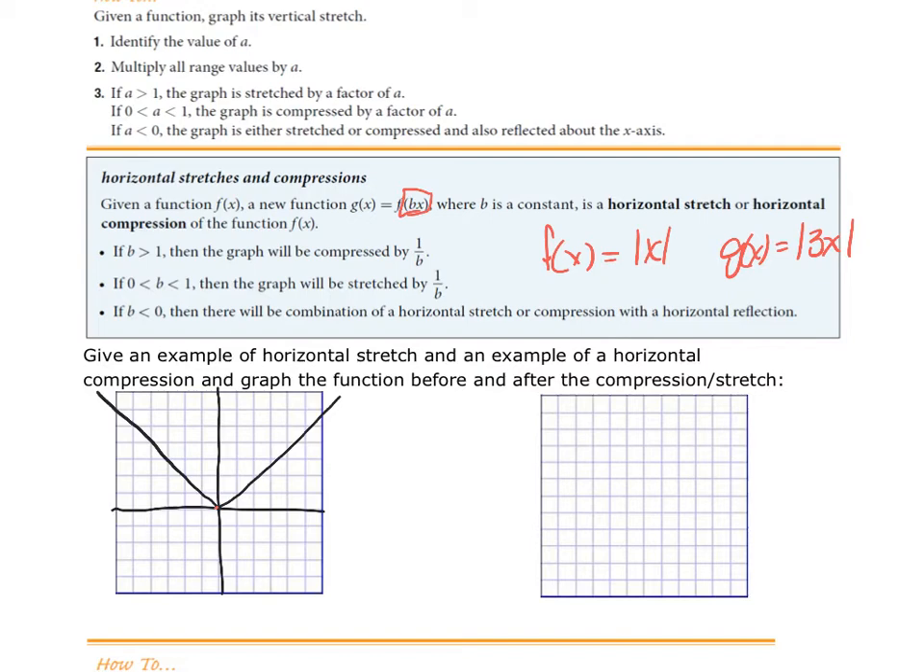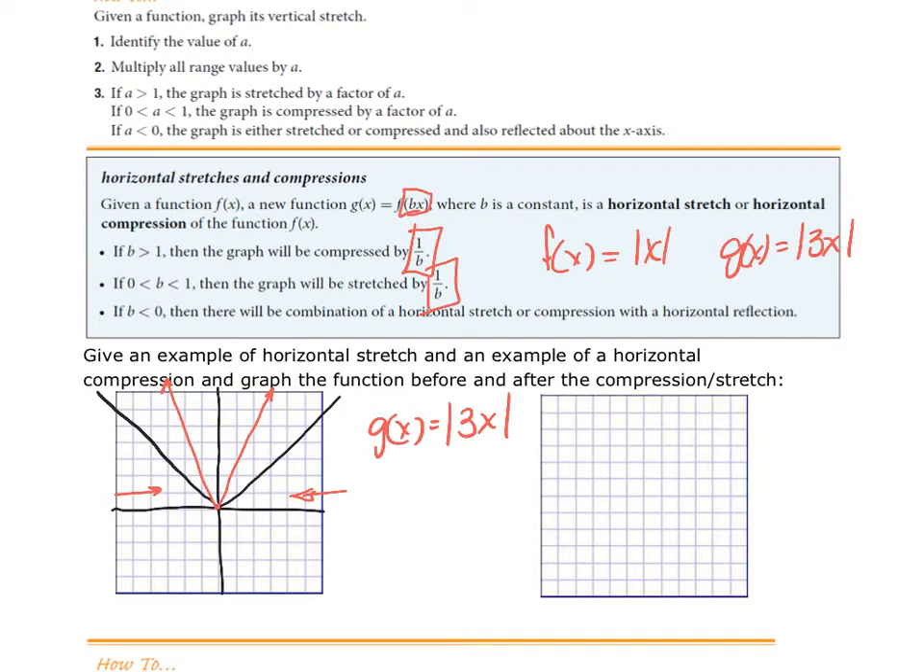If I were asked to then graph g of x is equal to the absolute value of 3x, then what ends up happening with this is it compresses in this direction, because that 3 is a multiplier, and as you can see, we always multiply by the reciprocal when it's inside of the function. And so with the 3, it's going to look more like this because it's compressing it inward. So that's what g of x would look like.